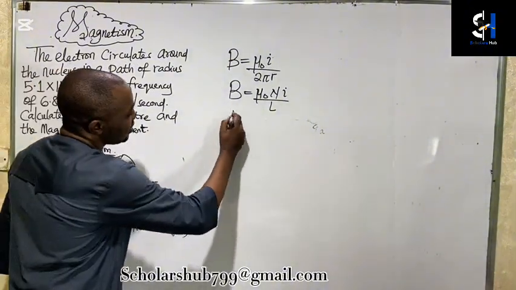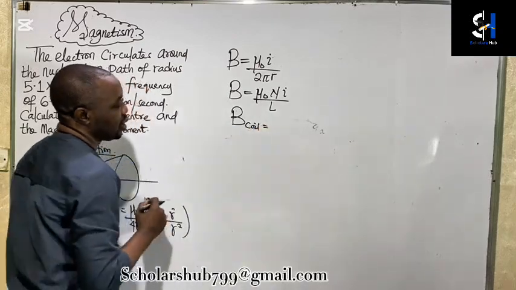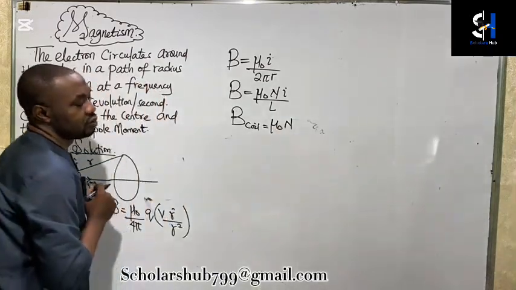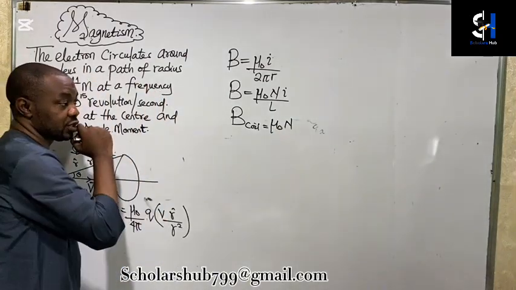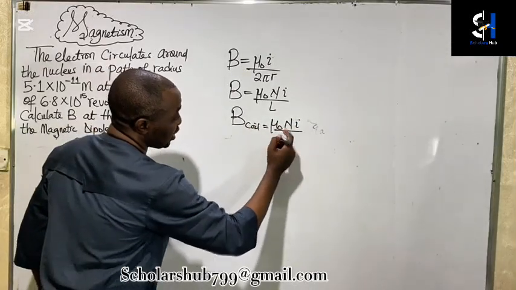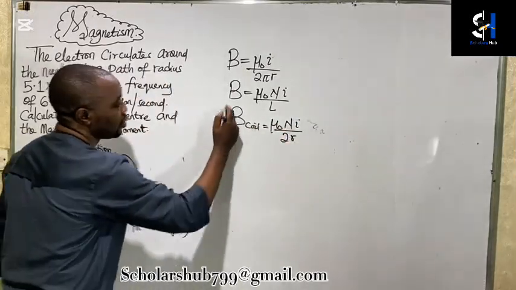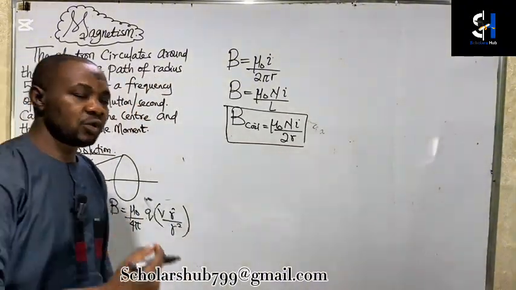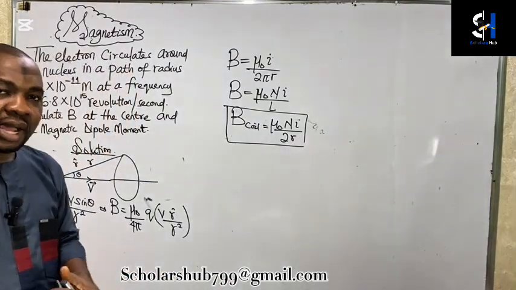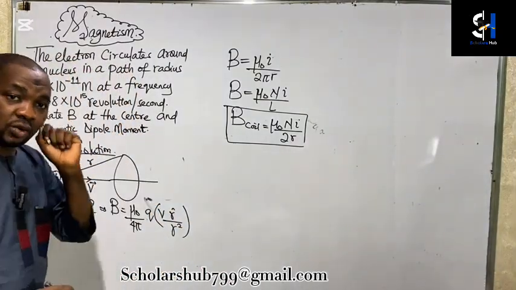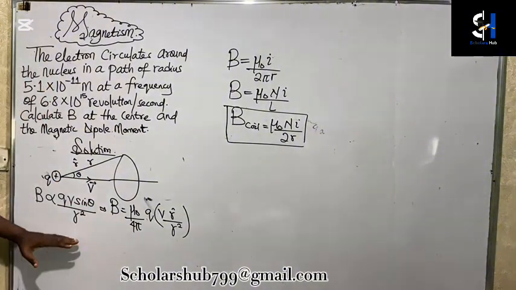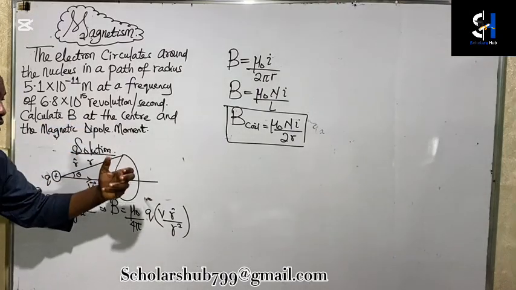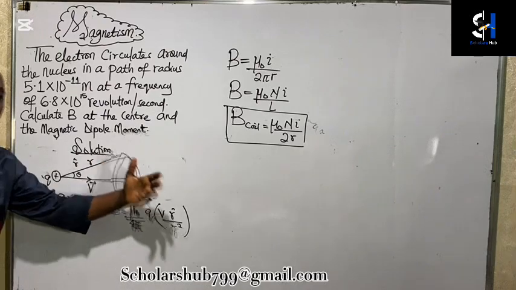Then also we have the magnetic field of a circular coil, which is the formula I used in solving a particular question in one of my videos. So we have this multiplied by I over 2R. This is the magnetic field through n turns of a circular coil. Then we can also have the magnetic field through 1 turn of a circular coil, which we are going to use in this case because we want to calculate the magnitude of B at the center and the magnetic dipole moment.